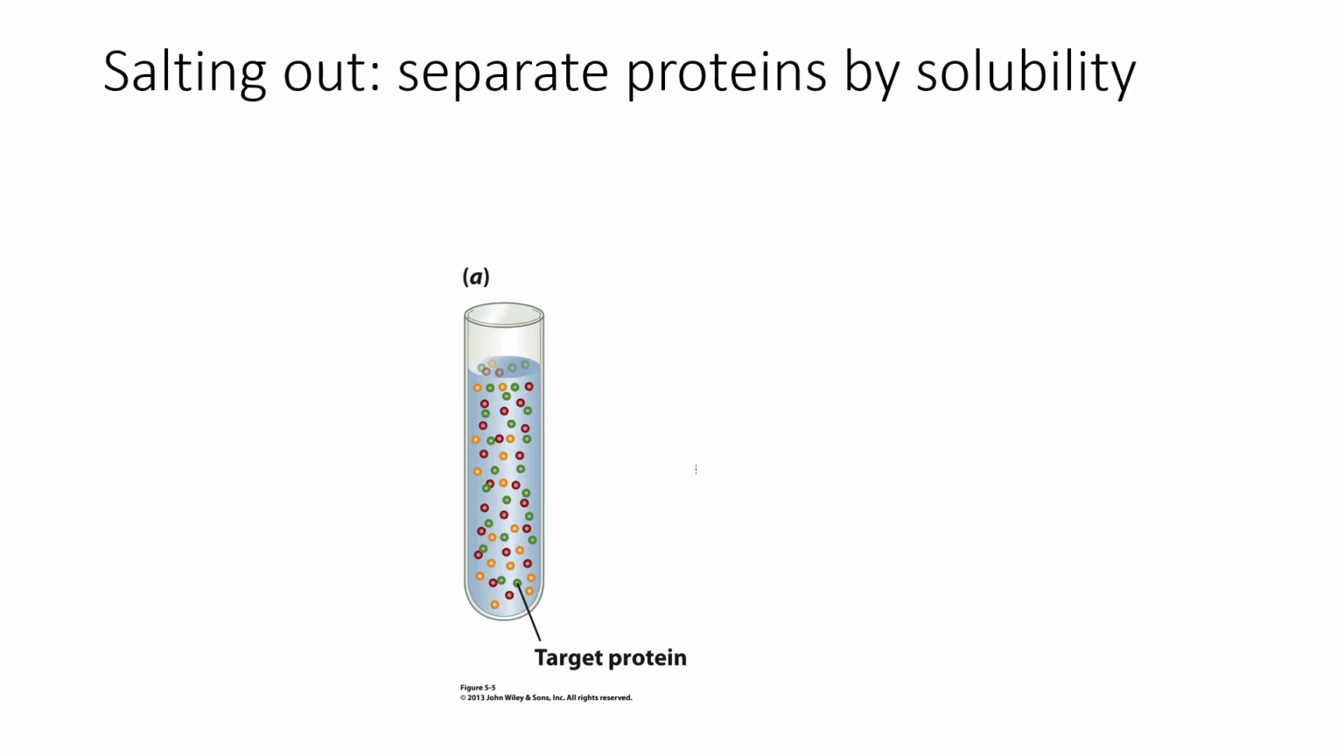So the next fairly common method to start separating out your protein of interest is to use solubility. The method that we often use for this is called salting out. In this picture, we're depicting essentially the supernatant after our centrifugation step. Our supernatant is full of a bunch of different soluble proteins. Our target protein here is green. There are also, in this picture, red ones and yellow ones, and we don't really want those, right? We're trying to purify out just our protein of interest.